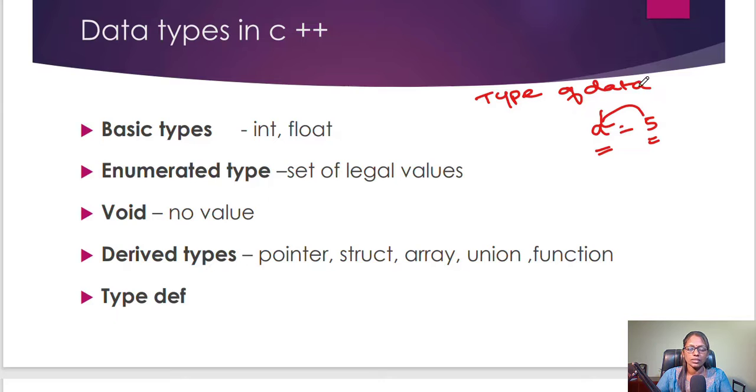What is the type of data? If I am asking how many students are in your class, the answer will always be a number, right? So whenever you are declaring a particular variable, you are declaring the type of the data also. The number of students is always an integer data type.